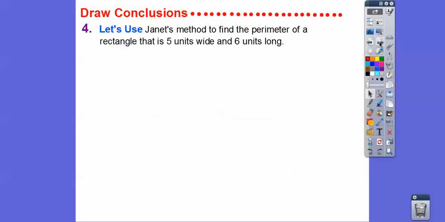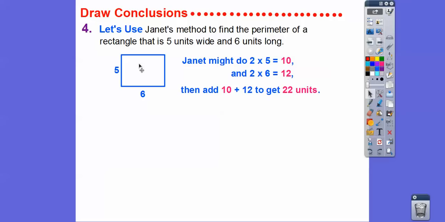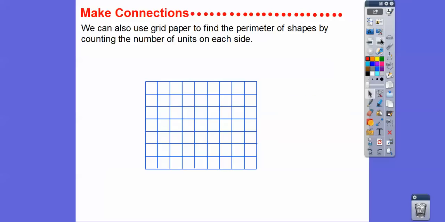So let's use Janet's method to find the perimeter of a rectangle that is 5 units wide and 6 units long. Okay, well, Janet's going to recognize that if this is 5, this is 5, so she just multiplies 2 times 5, and that'll give us the 2 widths, which is 10. And then if that's 6, that's 6, so she just multiplied 2 times 6. So the top and bottom add up to 12, the left and right add up to 10, so if we add 10 and 12, that would get us that 22 right there, okay?